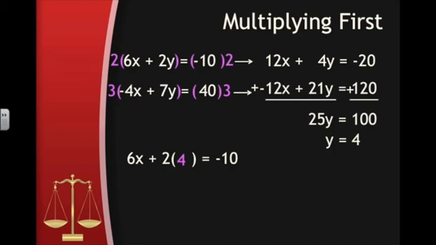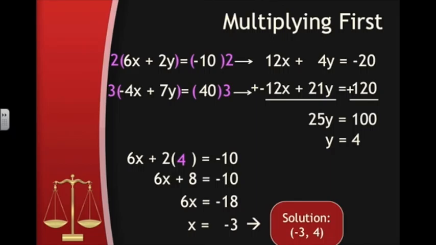This gives us 6x plus 8 equals negative 10, so we can subtract 8 from both sides to get 6x equals negative 18, then divide both sides by 6 to get x equals negative 3. Now we have our final answer. The solution is the point negative 3, 4.